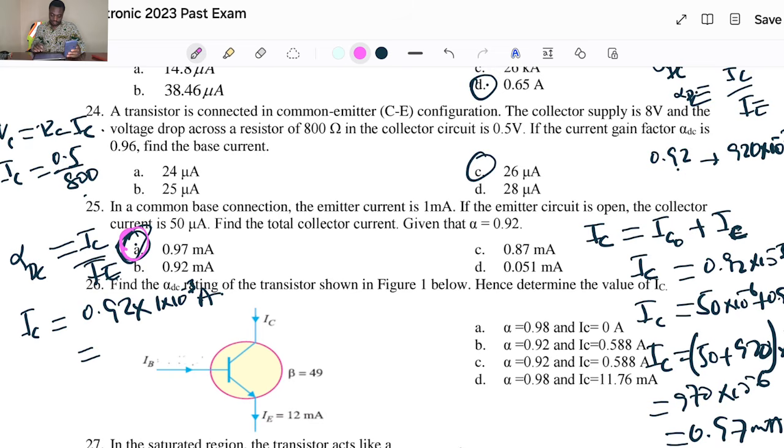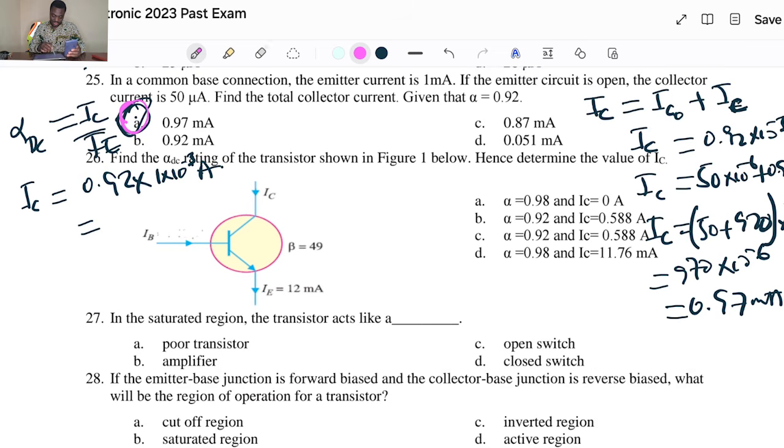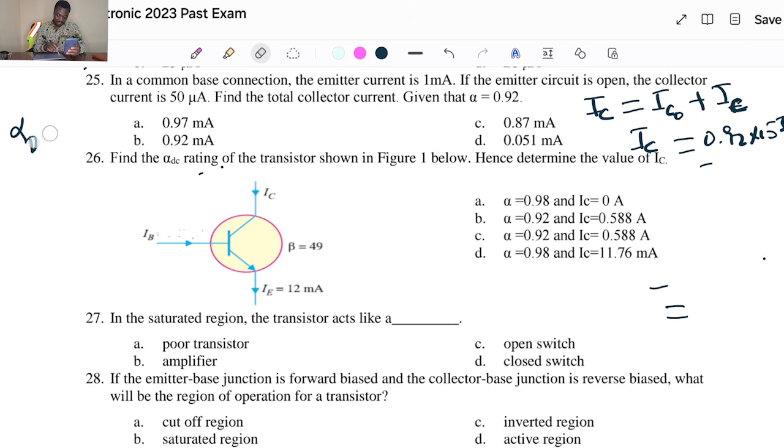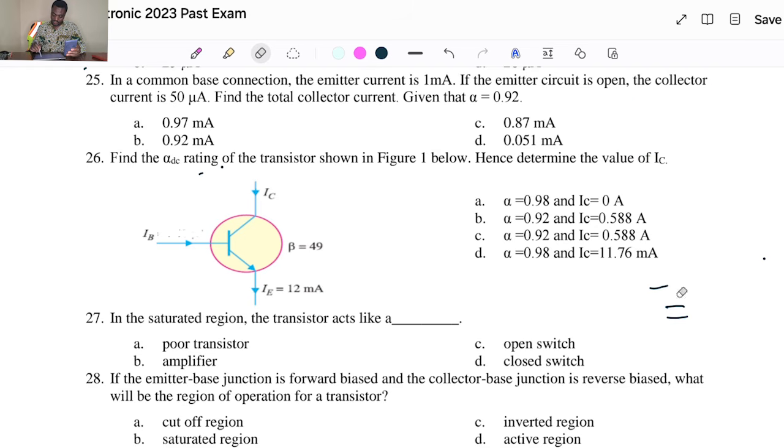Okay, now moving on to the next question, where this time we have this being question A. So moving on to the next question.